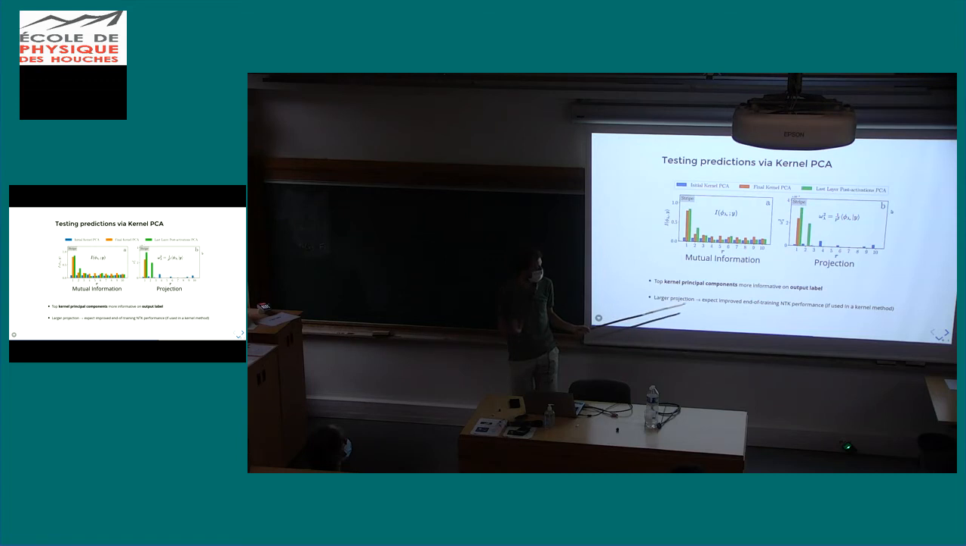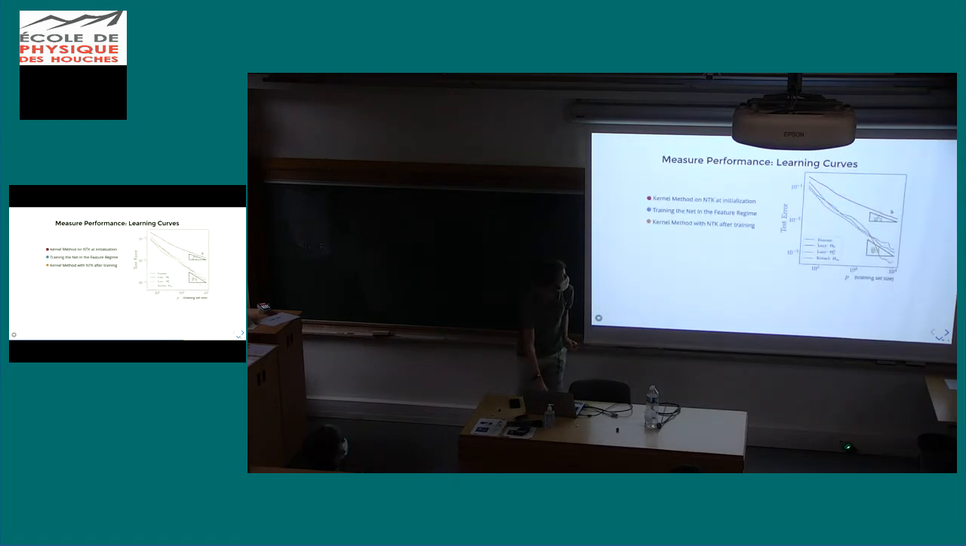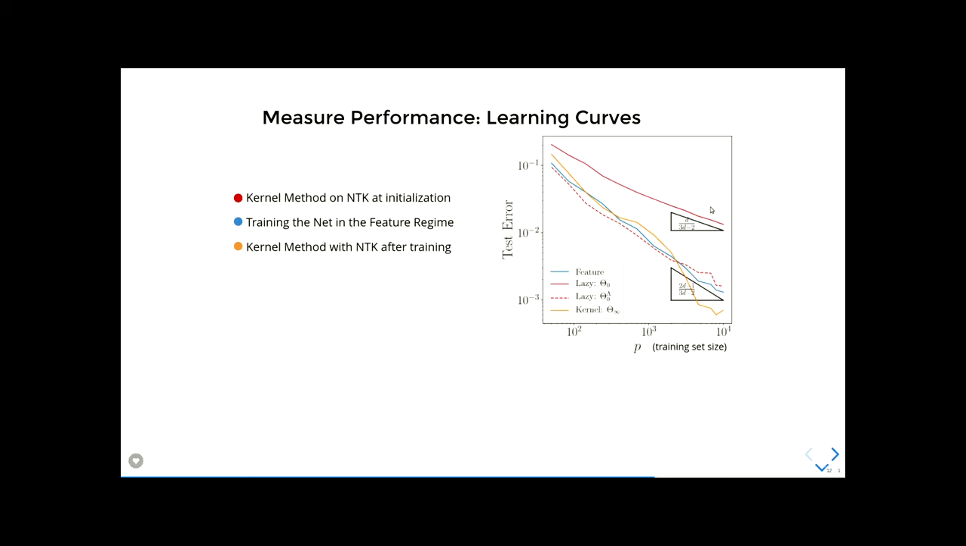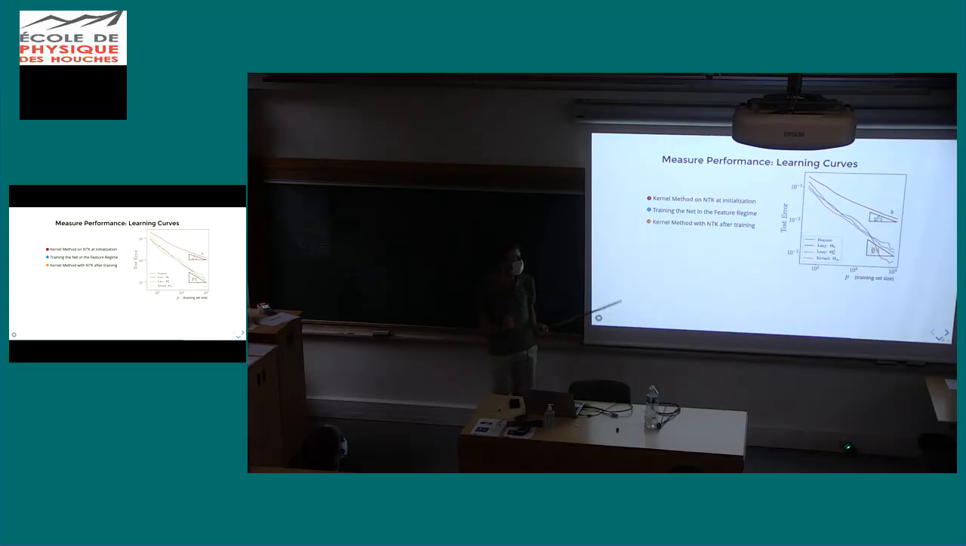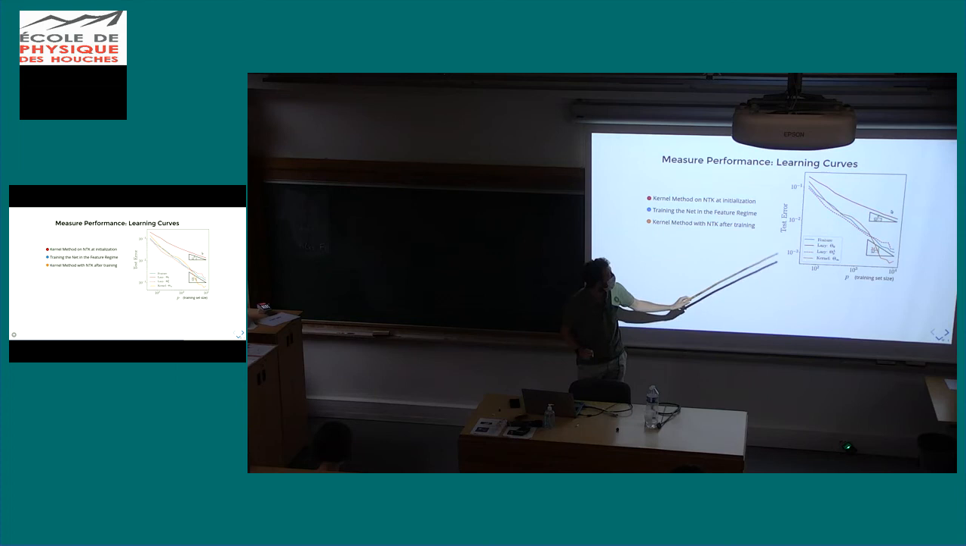The last point of the argument was that this large projection would imply an improved NTK performance if used in a kernel method. By performance, I mean test error, of course. So what we look at now is what is called a learning curve. Just to specify what's on the axes, we look at the plot of the test error as a function of the train set size.